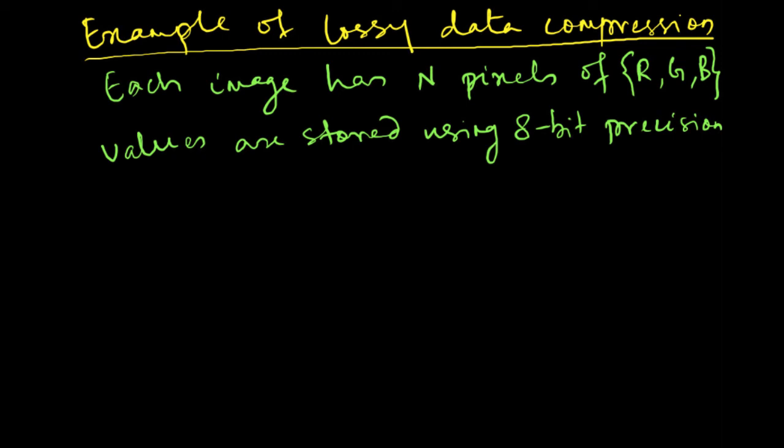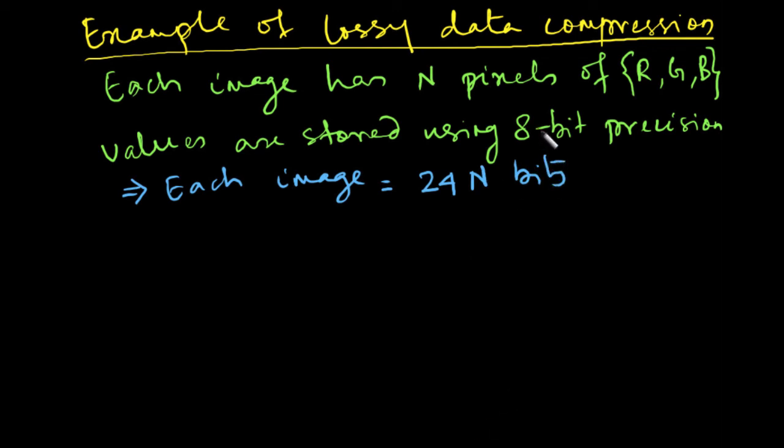So what this means is that each image needs 24n bits. Where did this 24 come from? This 24 simply came from 8 multiplied by 3, and that gives you 24, multiplied by capital N gives you 24 capital N number of bits. So for storing each single image with 8-bit precision, you need 24 capital N number of bits.